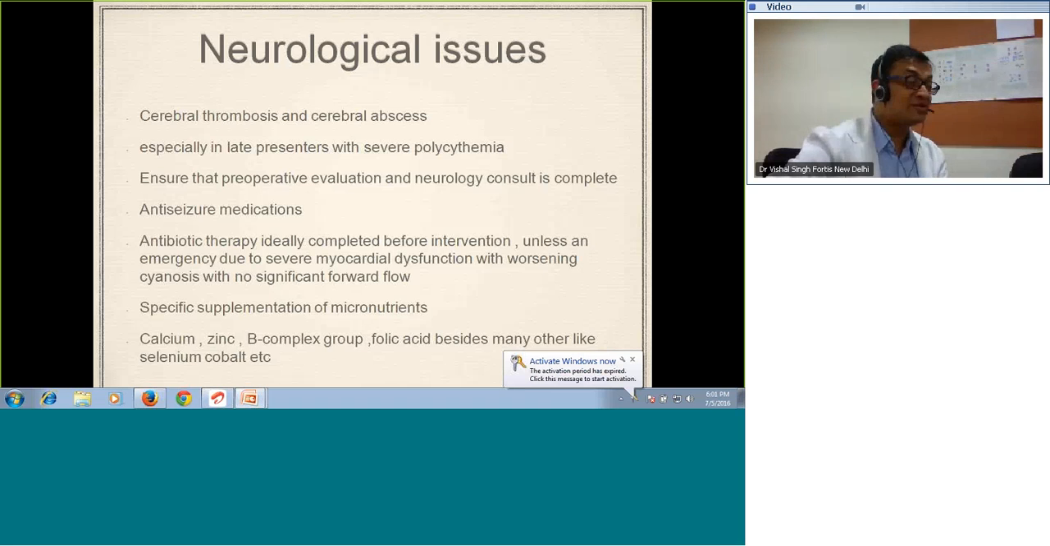We have also treated patients with active cerebral abscess who are coming in a dead and dying situation. You have to intervene and do something to get them right. But your antibiotic therapy and everything has to be programmed according to the protocols. As you know, they will have to be given clindamycin with a gram-negative cover, just to ensure that broad-spectrum empirical cover is done completely. Micronutrient supplementation, especially in these late presenters with neurological problems, is extremely important. So calcium, zinc, B complex group, folic acid, besides many others like selenium and cobalt, in patients with prolonged, untreated congenital heart disease and poor nutrition, will always help you.